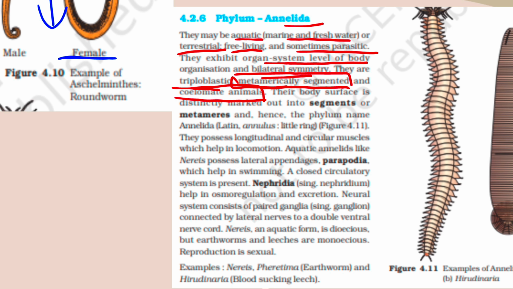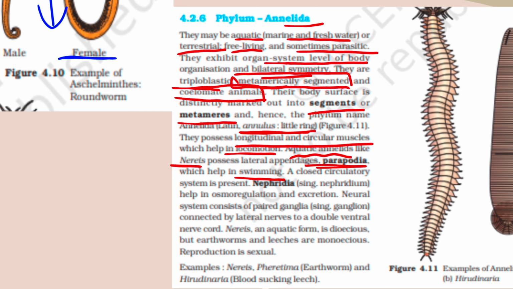Their body surface is distinctly marked out into segments or metameres. Their name, Annelida, in Latin, Annulus, means little rings. They possess longitudinal and circular muscles which help in locomotion. Now let's study about aquatic annelids. Example is Nereis. It possesses lateral appendages called parapodia, which help in swimming.